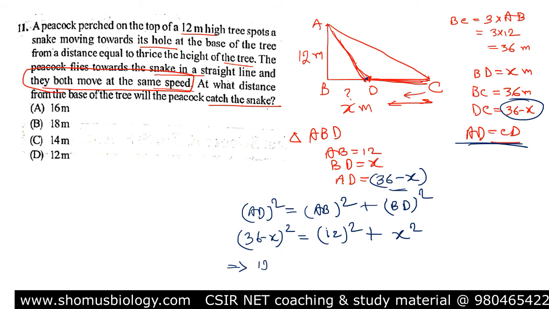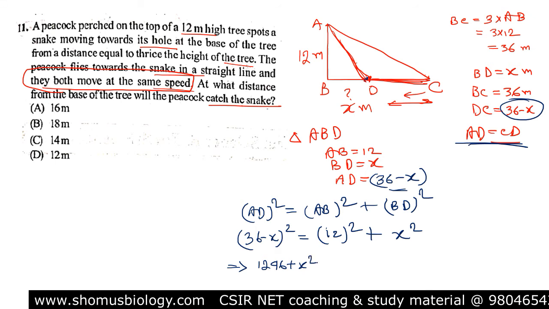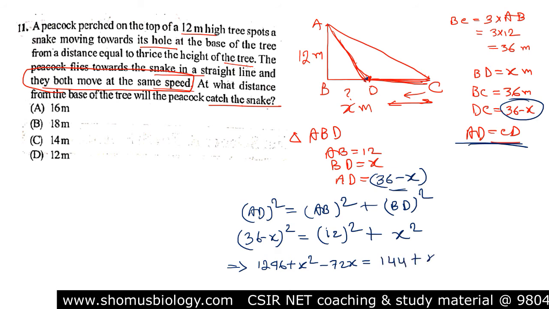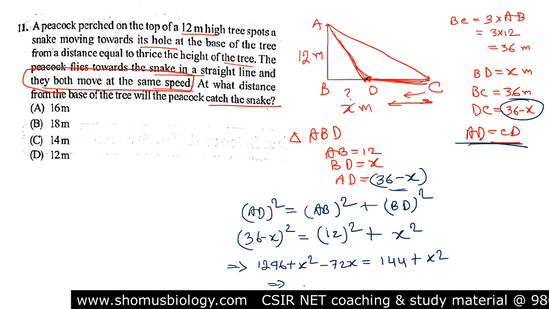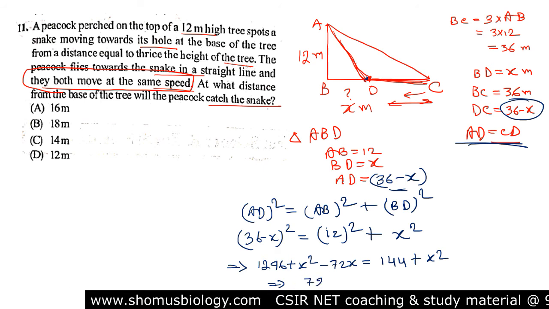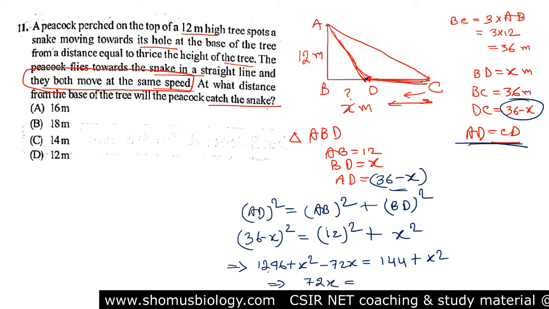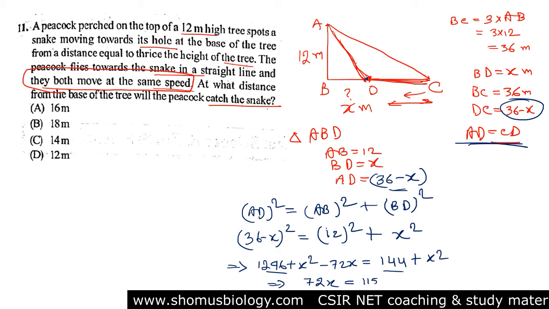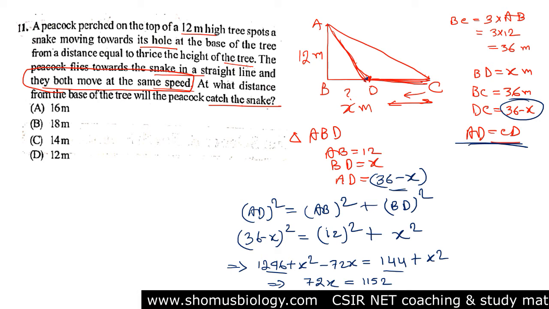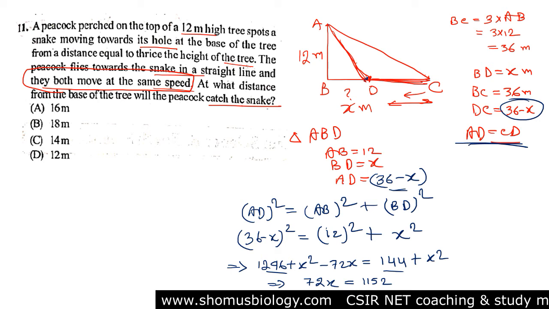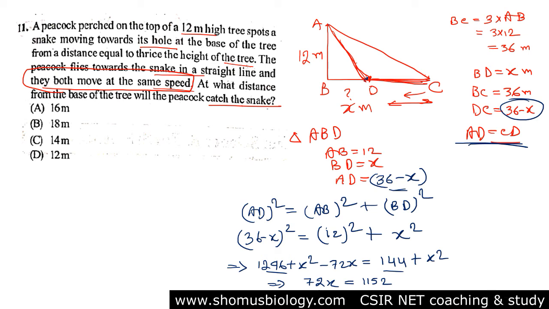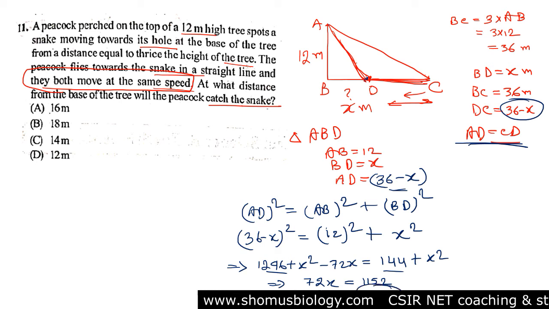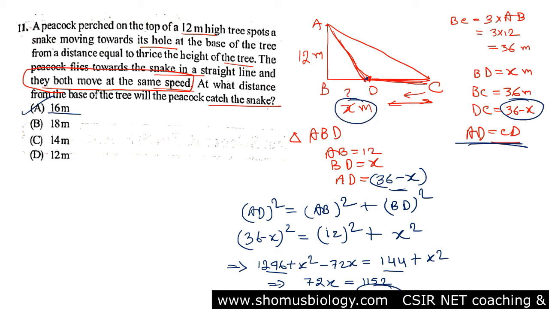If we simplify this equation, it comes out like this. From there we can cancel the X squares from both sides. 72X equals 1296 minus 144. Do that in the calculator, that gives 1152. I'm jumping one step in some cases because I'm running out of space here. So from here we get 1152 by 72, and that gives us 16 meters. See, option A is 16 meters. So X is 16 meters.